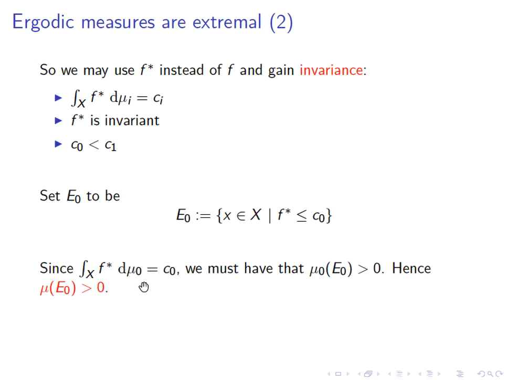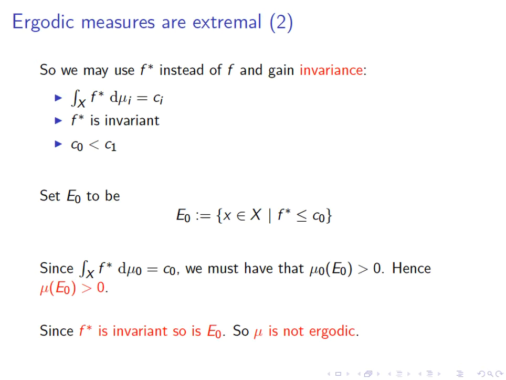and all this discussion about the measure of E0 and the integral of f star was done with respect to the measure mu0 only. But what is the measure mu? The measure mu is the convex combination (1 minus p), which is a positive number, times mu0, plus p times mu1. So the measure of E0 is (1 minus p) times mu0 of E0, whatever this positive number is, plus a contribution that can't be negative. So certainly we see that the mu measure of E0, the actual measure that we're interested in, is positive because the mu0 measure of E0 is.